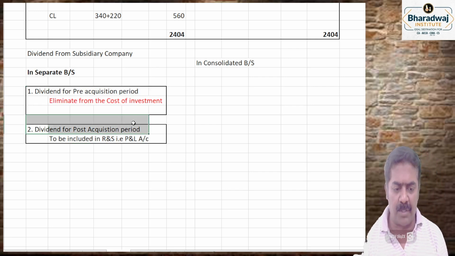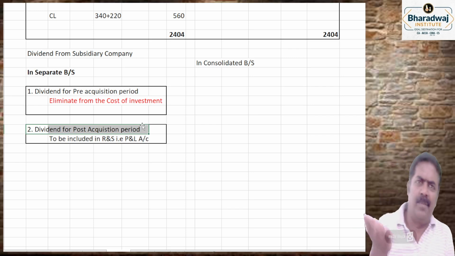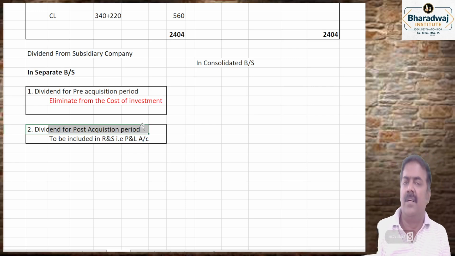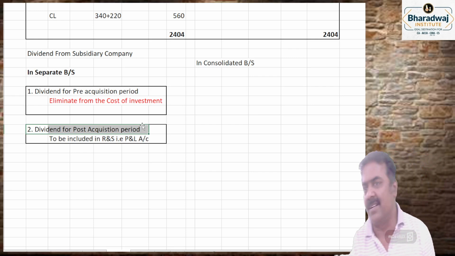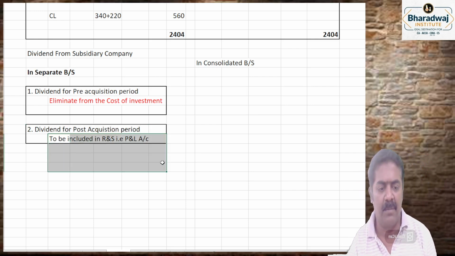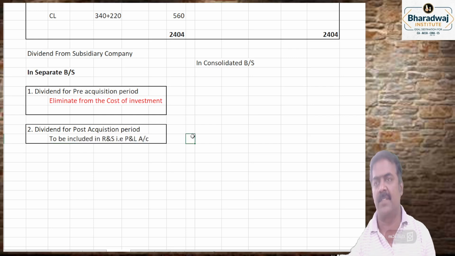If it is for the post-acquisition period, I invested money, and after that the subsidiary company earns profit and declares dividend. That is what? Return on investment. It will be included in which one? P&L, reserves and surplus. Take it.